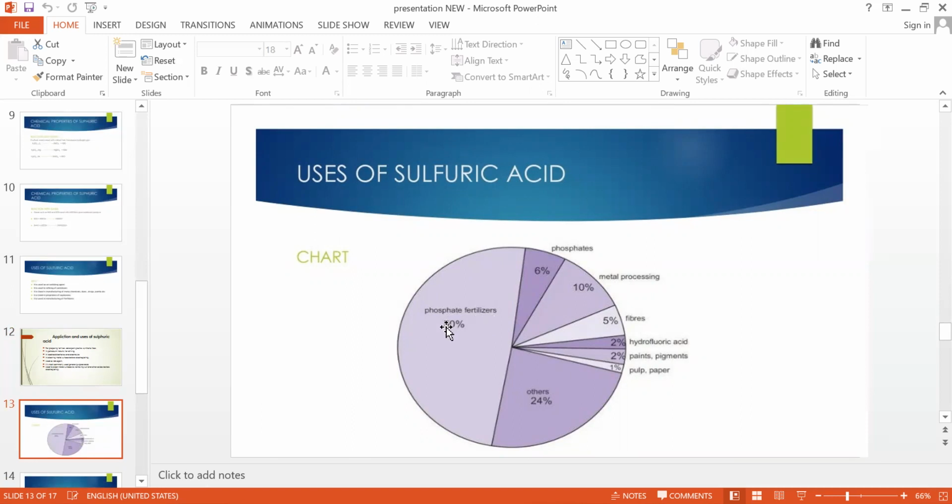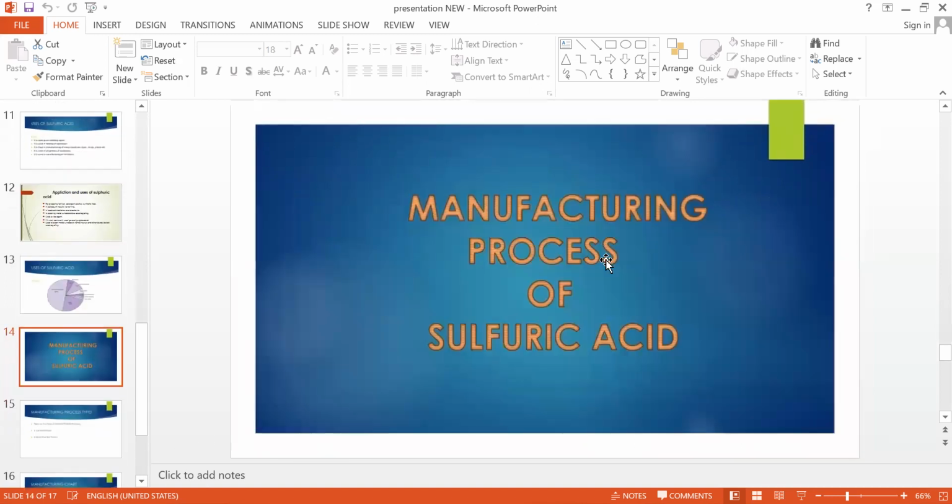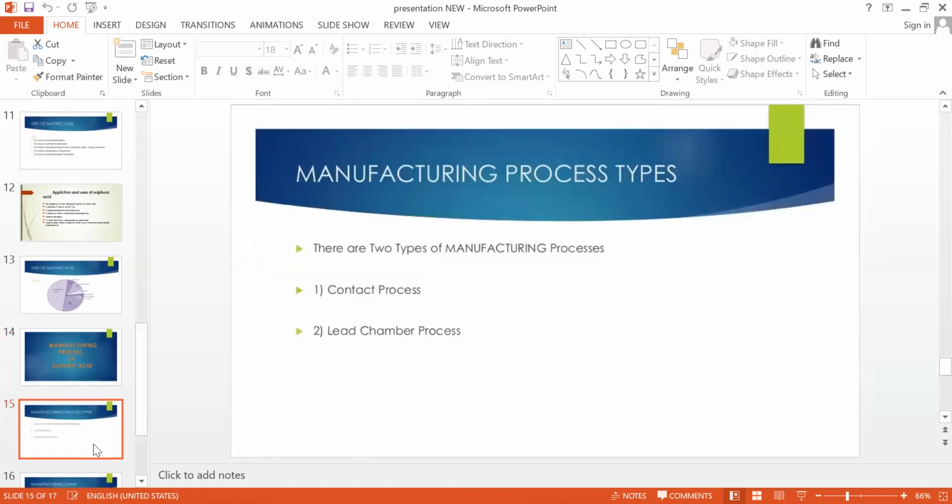Phosphate fertilizer, 50% is used; 6% phosphates, 10% metal processing, 5% fiber, 2% hydrofluoric acid, 2% paints or pigments, 1% pulp or paper, and other 24% are used. Manufacturing process of sulfuric acid. A manufacturing process is a production method that creates goods by combining supplies, ingredients, or raw material using a formula. It is frequently used in industries that produce bulk quantities of goods such as food, beverages, refined oil, gasoline, chemicals, and plastic, etc.